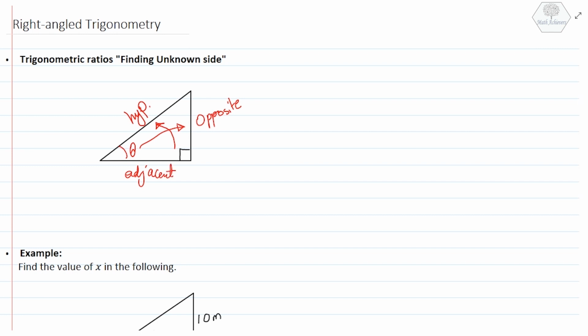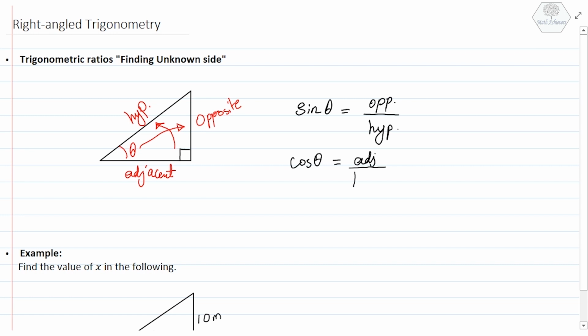Now let's see our trigonometric ratios. We have sine theta is always equal to the opposite over hypotenuse. Cosine theta is equal always to the adjacent over the hypotenuse.